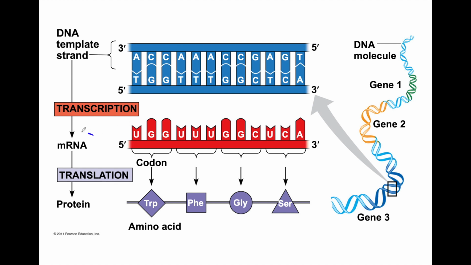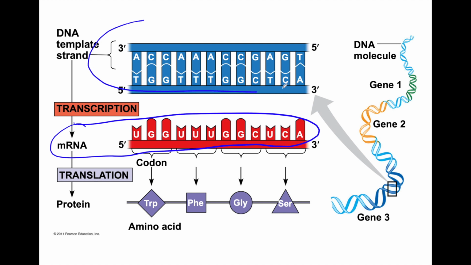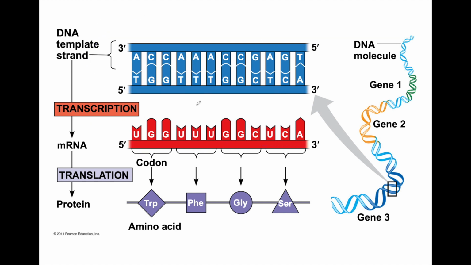So what we're going to do is make an mRNA copy of that DNA gene based on complementary base pairing. So A would pair with U, C with G, A with U, C with G, G with C, etc. So you're going to make this mRNA copy of this piece of DNA. Now this mRNA is a code that's going to tell you how to build the protein you're trying to build. The process of going from mRNA to protein is called translation.